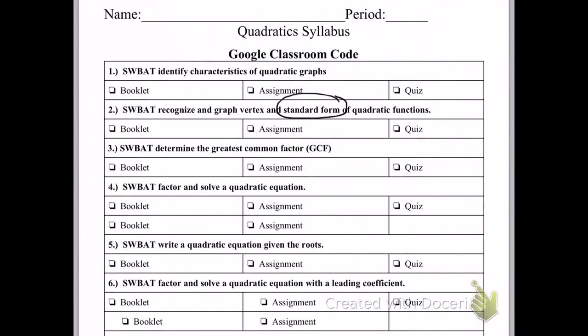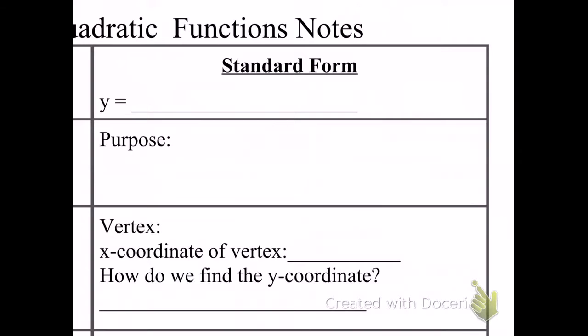So if you go back to that page we were on with vertex form, let's go to the other column that says standard form. The first thing we're going to write is the actual formula, which is y = ax squared plus bx plus c. Okay, so that's our formula in standard form for quadratics.